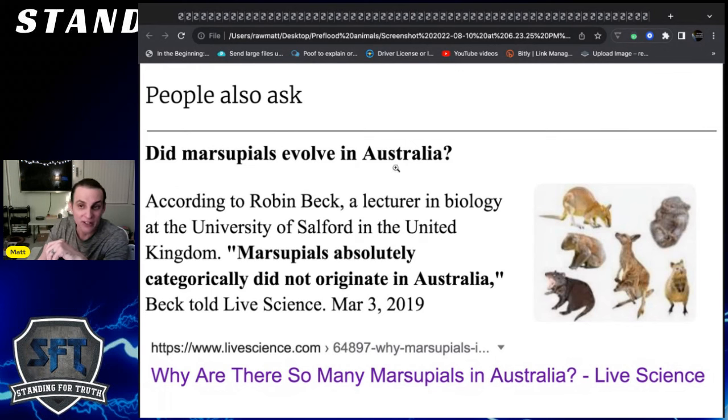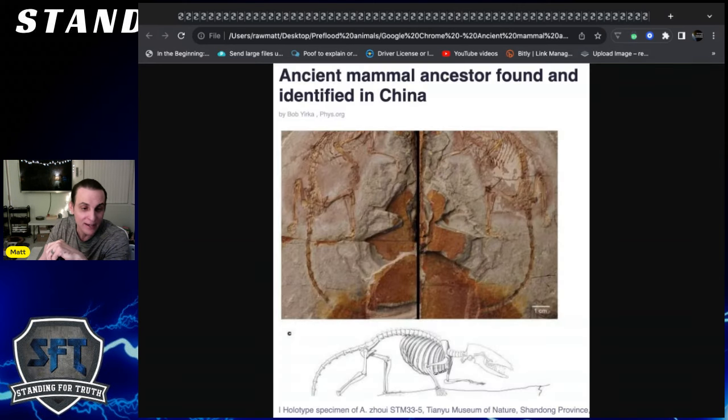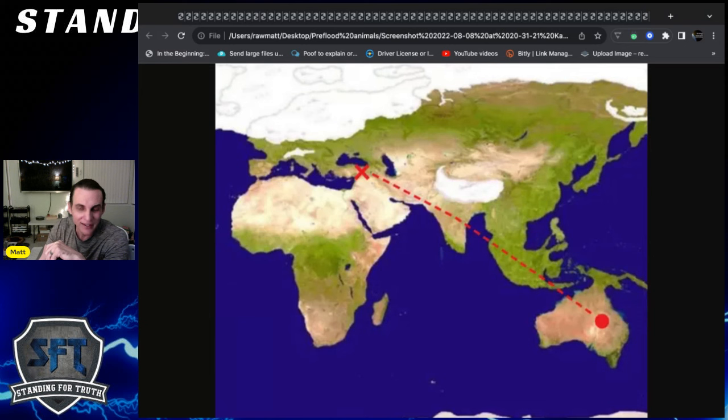Did marsupials actually evolve in Australia? Marsupials absolutely categorically did not originate in Australia. That's what we know today. And that's because we keep finding evidence of them not originating there, because we find them all over the place. Why though? The reason why is because, again, we would expect to find that they would have gotten off the ark, they would have started to migrate around, and they would have left fossil evidence of their existence as they were finding the niche best for them to live.